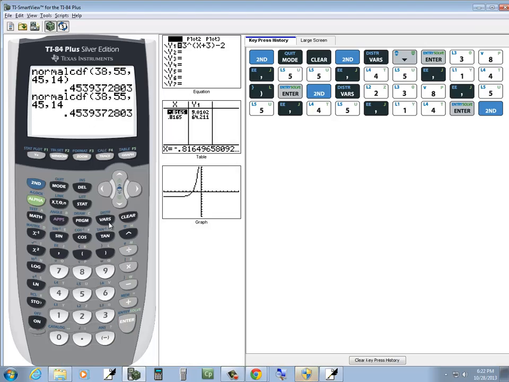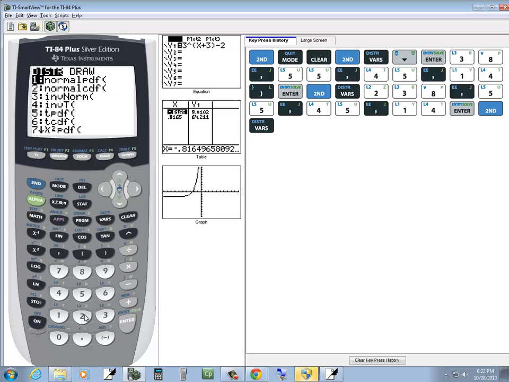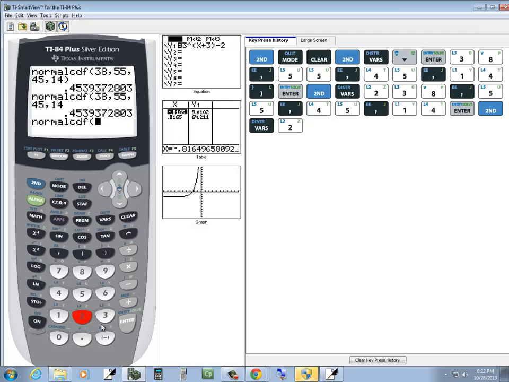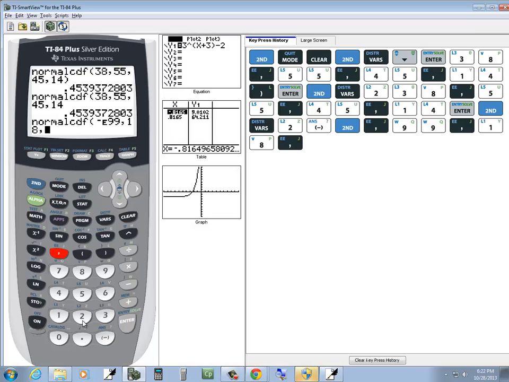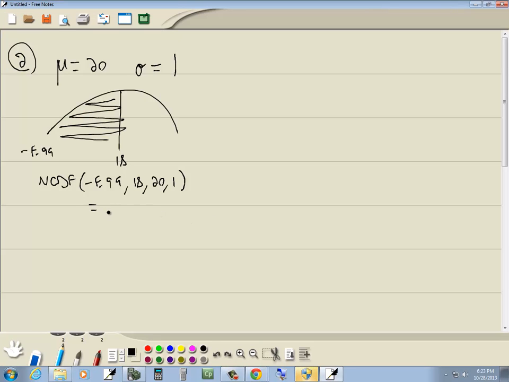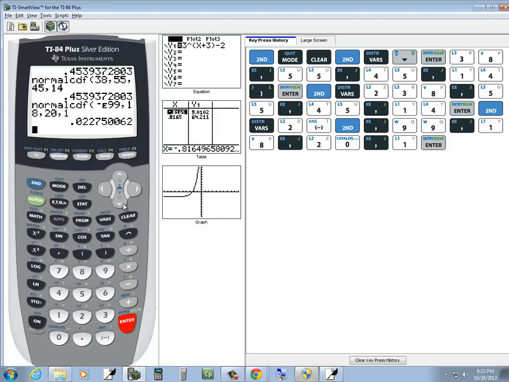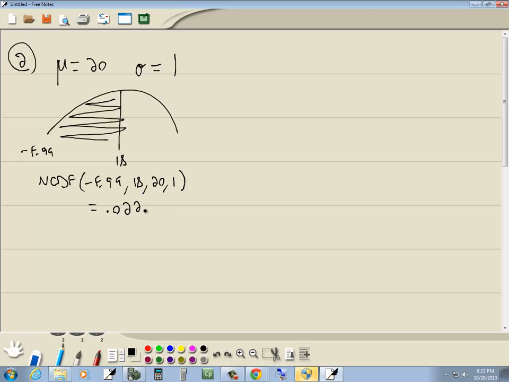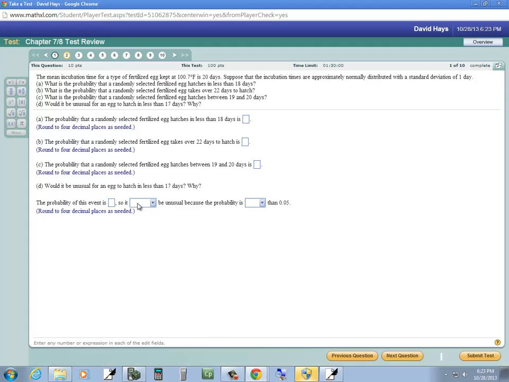So I got second vars, choose normal CDF, negative E99, so negative second, 99, 18, 20, 1. Enter. That gives us 0.0228.